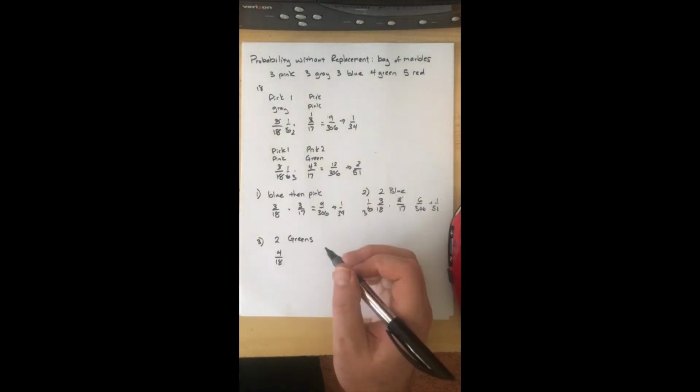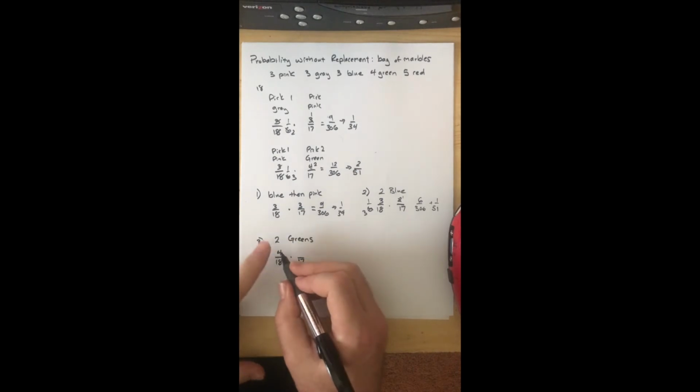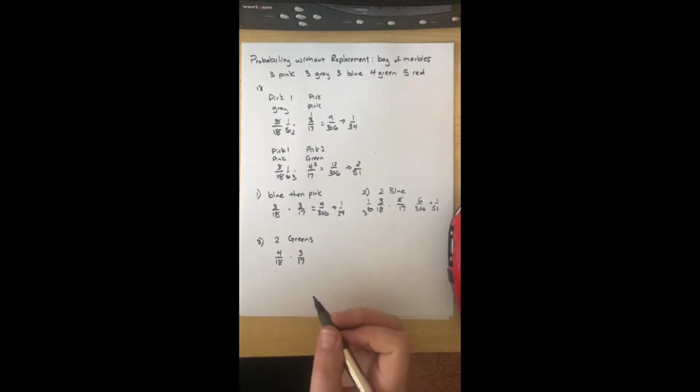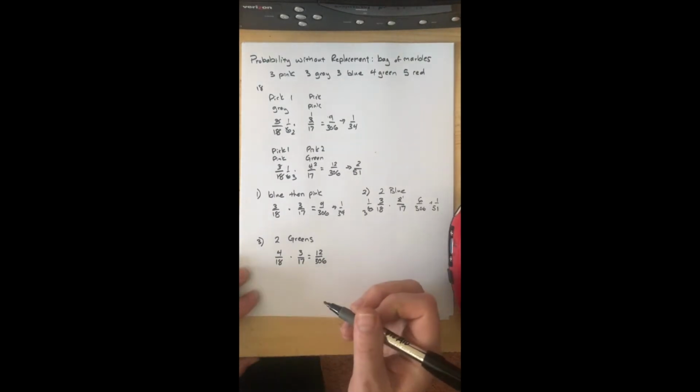It's just without changes. The second marble pick, there are 17 left. I have 1 less green, so I go down to 3. 4 times 3 is 12, and 18 times 17 is 306. If you got that, pat yourself on the back.